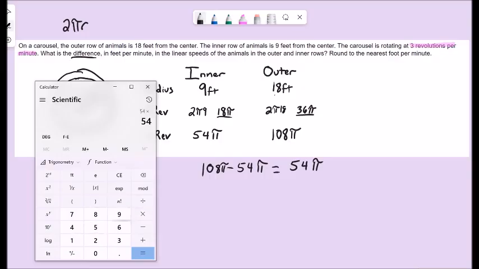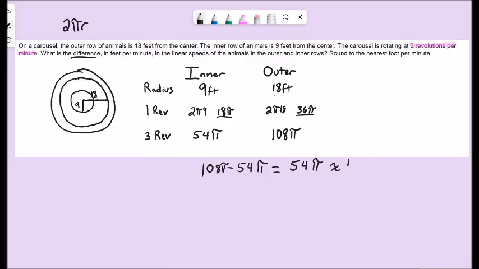And that's going to represent the difference, but let's turn that into a nearest foot per minute. So 54 times pi, 170. So that's about 170 feet per minute. The linear speed of the outer is about 170 feet per minute faster than the inner horse.